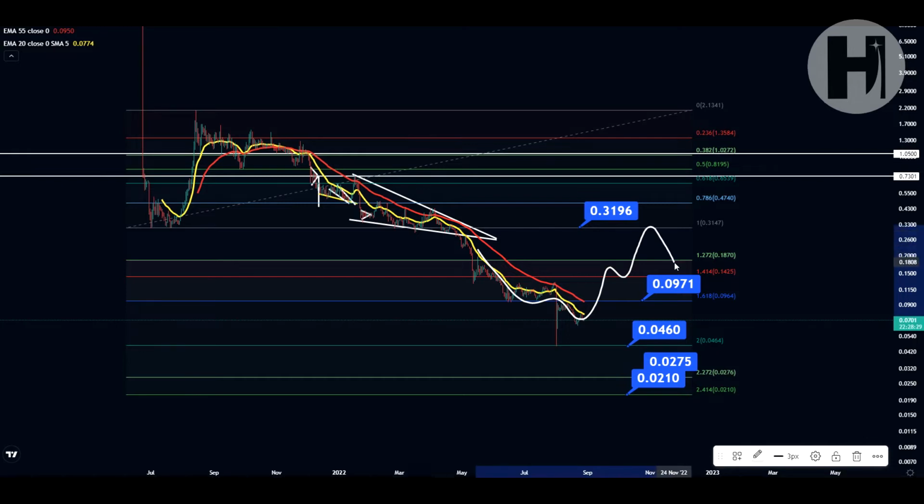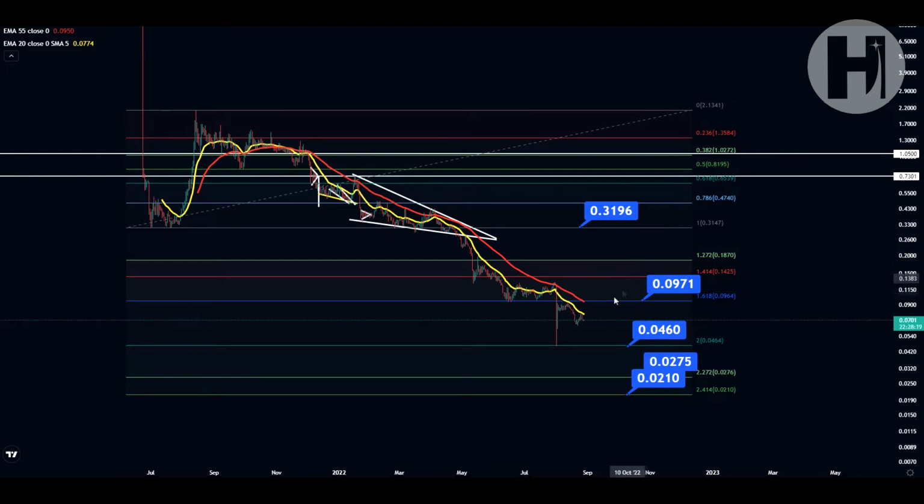come back down to the 1.272. This could be a great take profit area, and this could be a great area to buy back in at the 1.272, which is below 19 cents. So feel free to get those targets in.